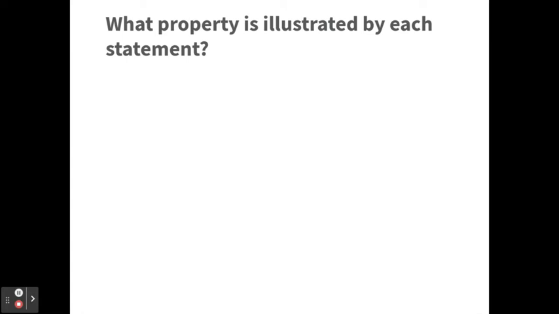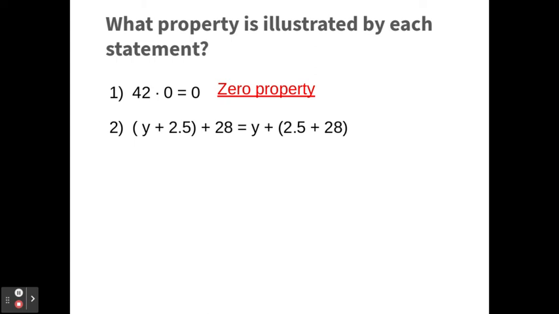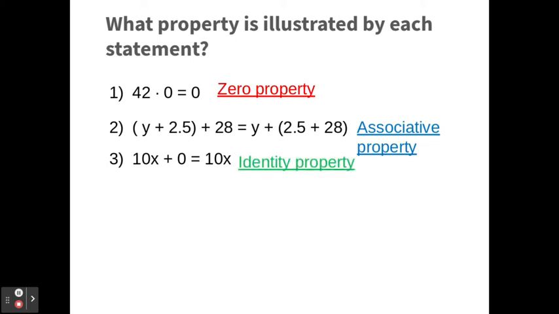All right, let's try some examples. You'll find these examples right in your notes. So what if I have 42 times 0, and that gives me 0? What property is that? Well, that would be the zero property, because anything times 0 would give you 0. On number 2, notice what's happening here. Look in the parentheses. The grouping is changing. And when we change grouping of numbers, when we're adding them together, that's the associative property. Number 3, what property states that if you take 10x and add 0, you get 10x back? You get the number's identity back. Identity property. I gave it away.